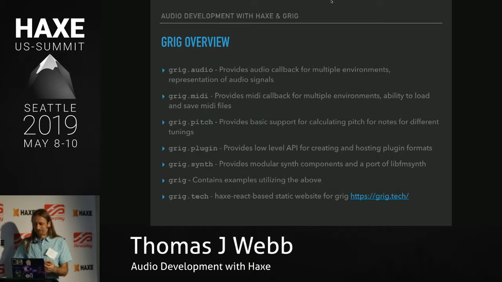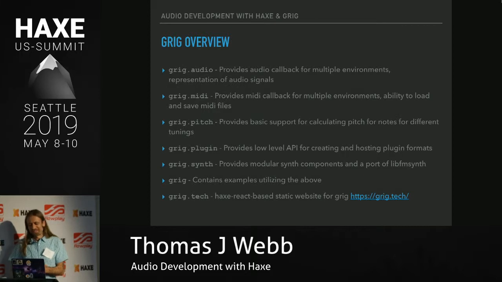Grig.synth is also not really ready for prime time yet, but it has a modular synth in it, and it also has a port of libfmsynth, although I might not end up needing libfmsynth because one of the examples I made is an FM synth that already works better, so I might just make my own from scratch anyway. And if you clone just the Grig repo, all that's in there is examples that depend on multiple subprojects. If an example only needs Grig.audio to work, it's going to be in the Grig.audio repo. But if it needs Grig.audio and Grig.MIDI, then it's going to be in the Grig repo. That's where the synthesizers are, because those rely on Grig.audio and Grig.MIDI.